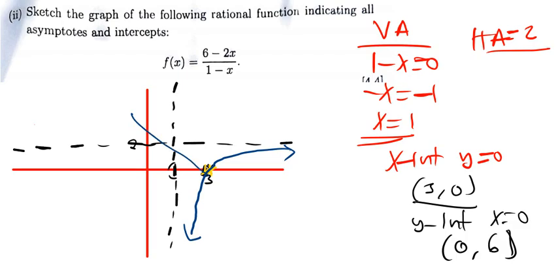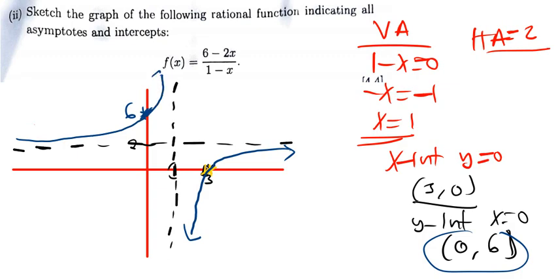But before you even reflect it, you have got the point which is 0, 6, which is already here. I'll put 6 here, which is that point. Even if you don't reflect it, it will come there. It goes like that. Then I put also the arrow. That's the sketching of that rational function.